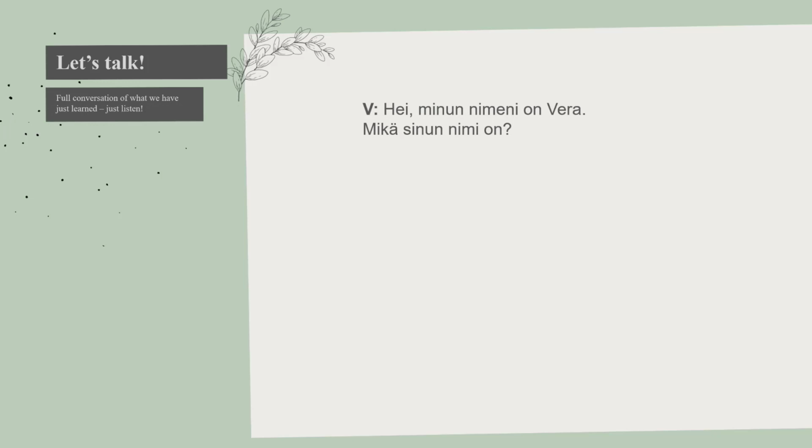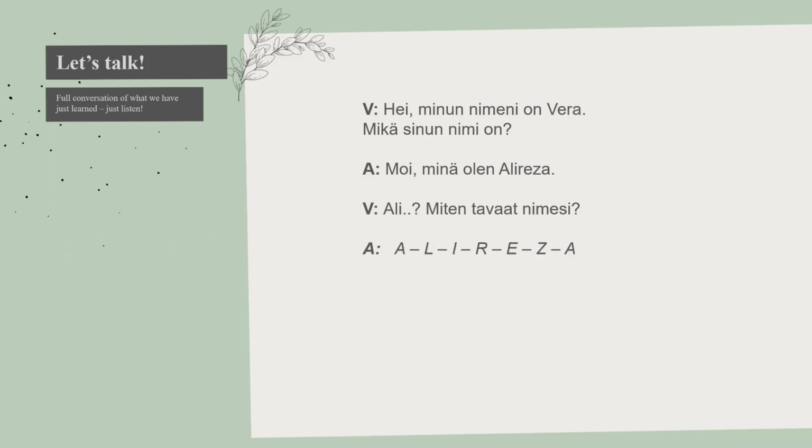Hei, minun nimeni on Veera. Mikä sinun nimi on? Moi, minä olen Alireza. Ali, miten tavaat nimesi? A, L, I, R, E, Z, A. Alireza. Hauska tutustua, Alireza. Samoin, hauska tutustua.